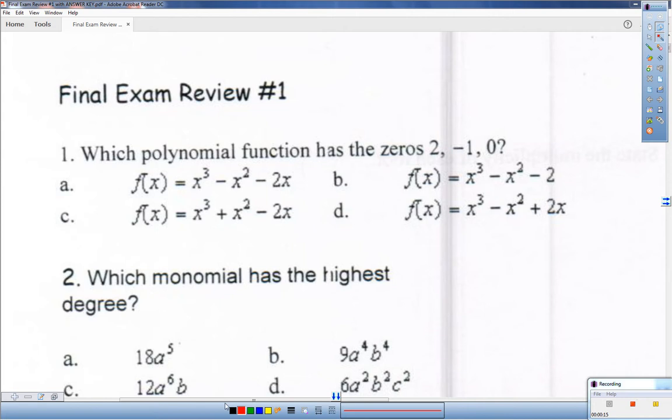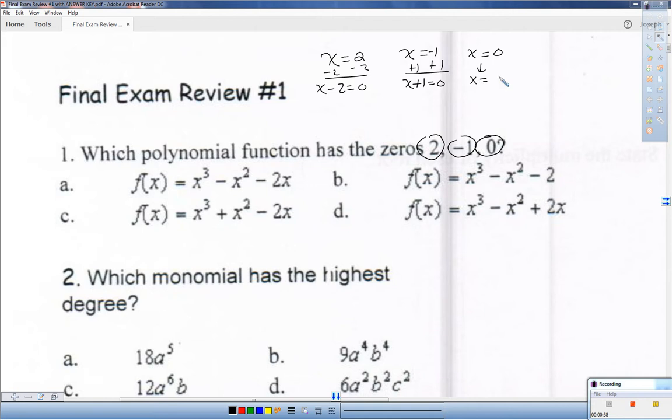It says which polynomial function has the zeros 2, -1, and 0. One way that I can do this is to work backwards. And I can take each one of these and set them equal to 0. So x is equal to 2, x is equal to -1, and x is equal to 0. And then the next thing I can do is set each one of these equal to 0. So I can subtract 2, and that will give me x minus 2 is equal to 0. I can add 1, and that gives me x plus 1 is equal to 0, and we already know that x is equal to 0.